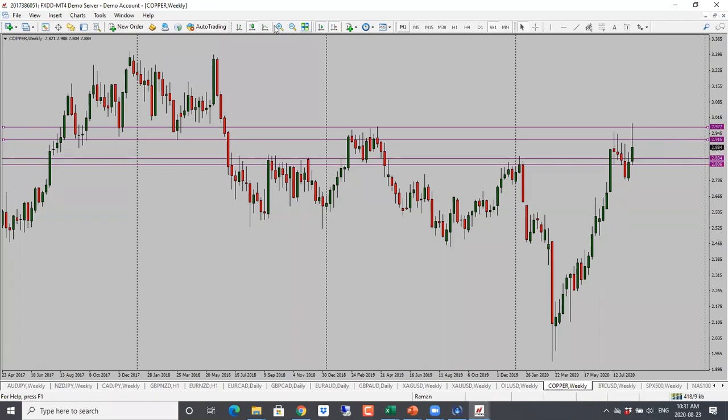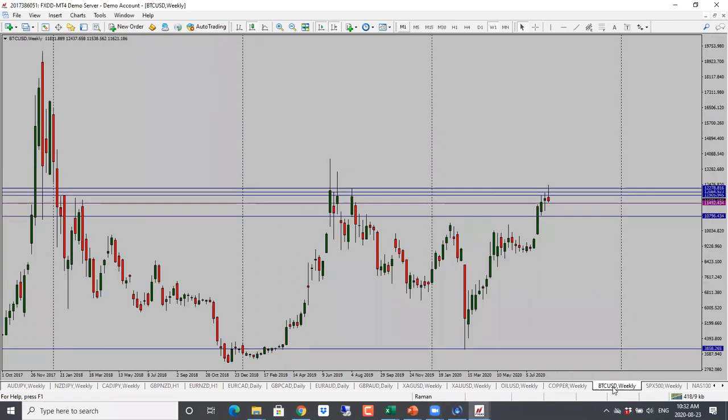I will look for a move towards 2.90. And then if it holds below that level, then we are looking for a move back down. But right now, first target is 2.91. If it manages to go through that, we may see a retest of 2.97. So neutral to slightly bullish bias here for copper.